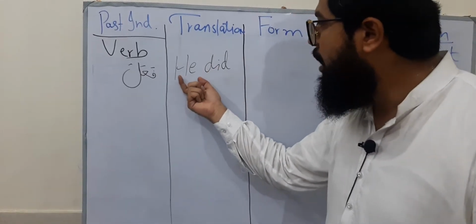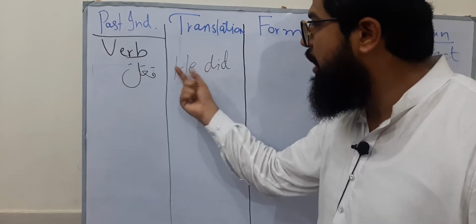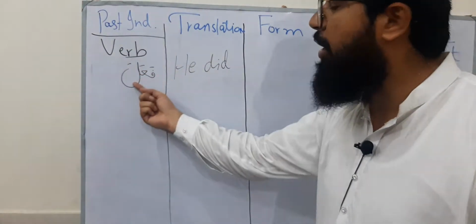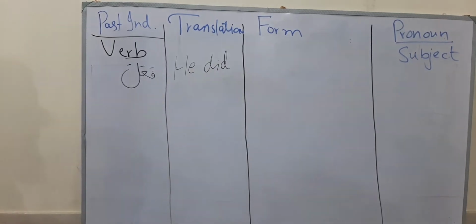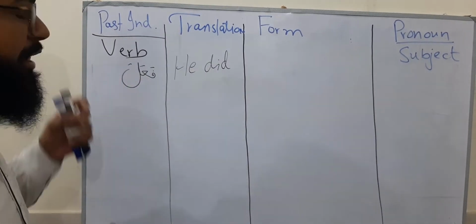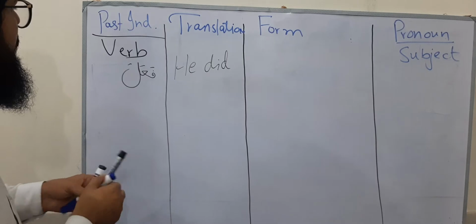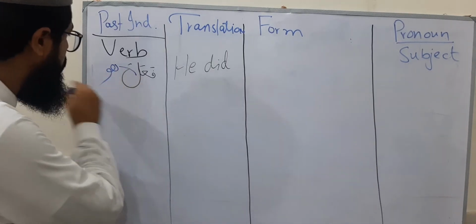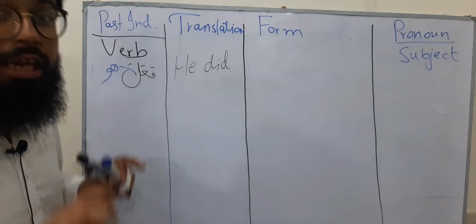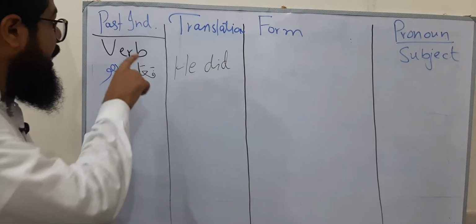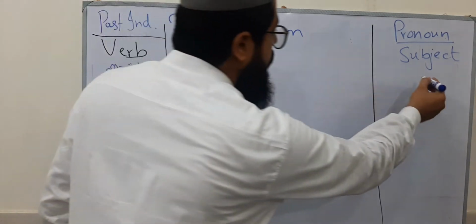So how can we say that the pronoun he is here or not? This he is here. How? Let me explain. Fa'ala means he did. In this word fa'ala, there is a pronoun which is not shown, which is hidden. There is a hidden pronoun huwa. Huwa means he. Huwa is a pronoun which is hidden in this verb fa'ala. So that's why I would like to write here huwa.